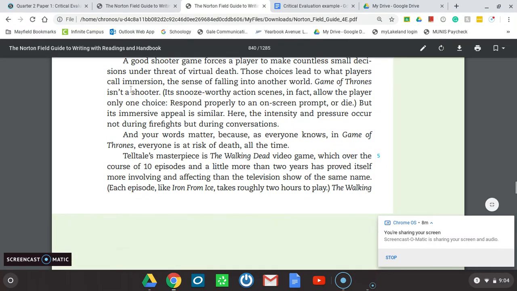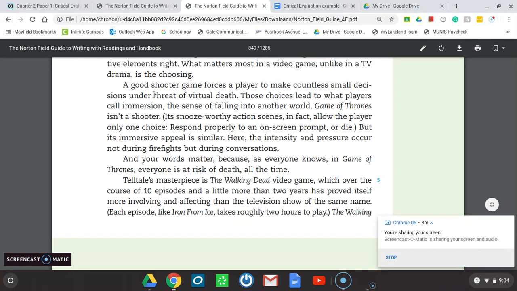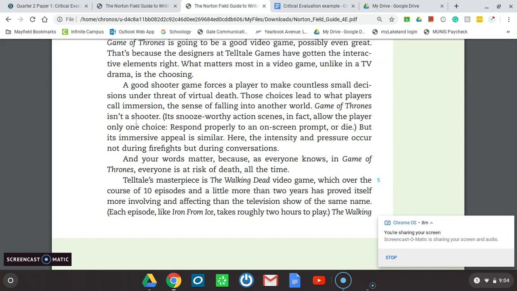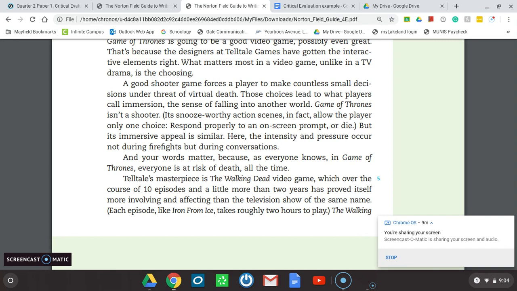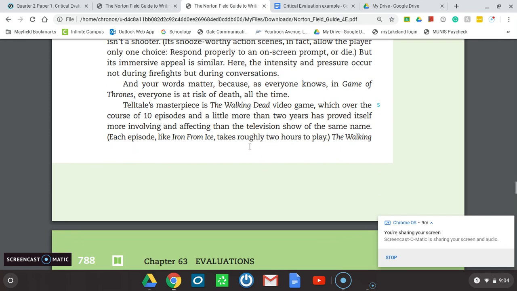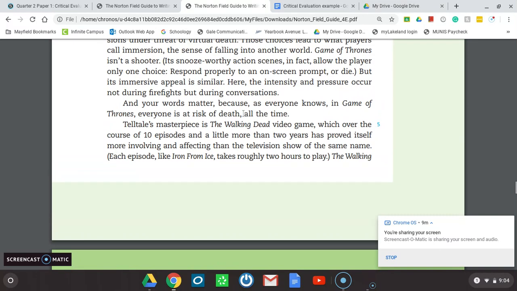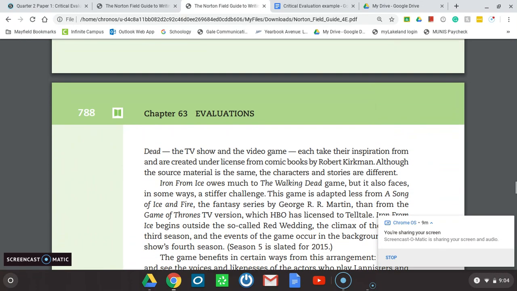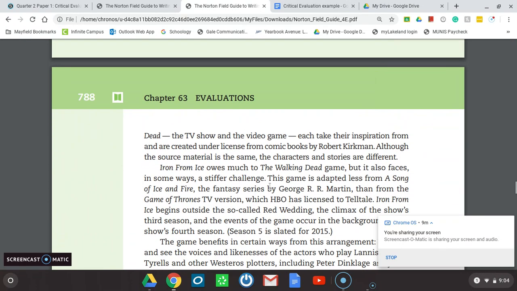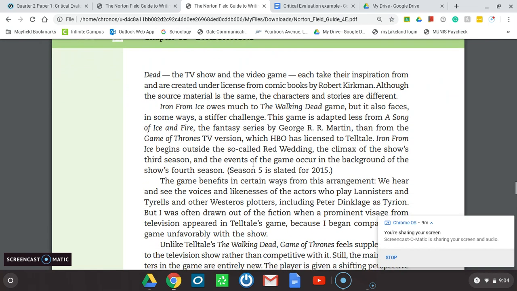Similarly, we have a good shooter game, and it talks about what is in a good shooter game, and this isn't a good shooter game. So again, it's kind of unique that the writer is choosing to portray it that way. Your words matter, the conversations matter, and that is the emphasis here, but it's written about in a reverse order. What this piece has that the other pieces don't have is context. We're finding that the Game of Thrones video game was inspired by The Walking Dead. It was also inspired by A Song of Ice and Fire, a fantasy series by George R.R. Martin. So it's just giving you some contextual background.